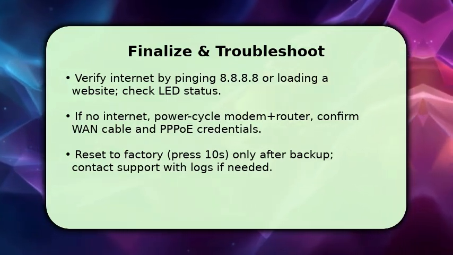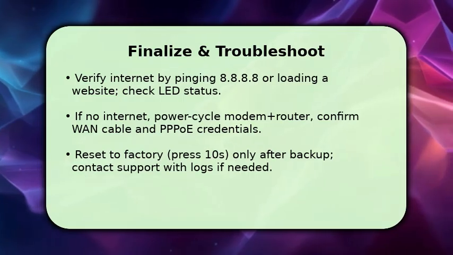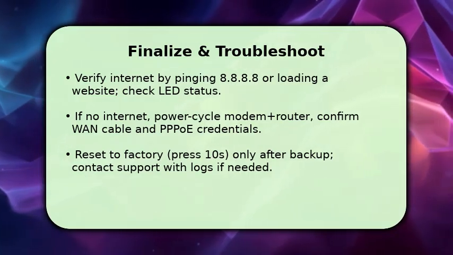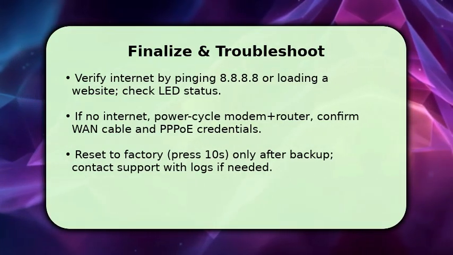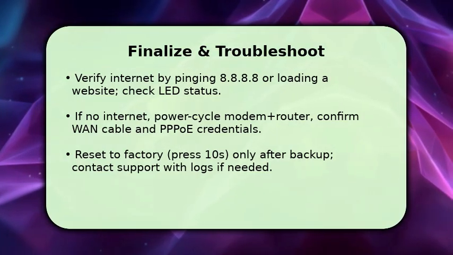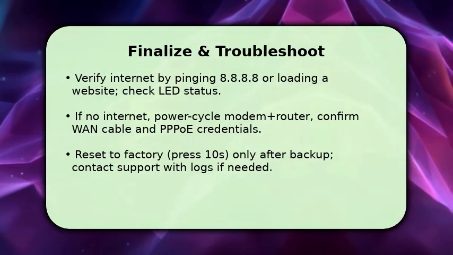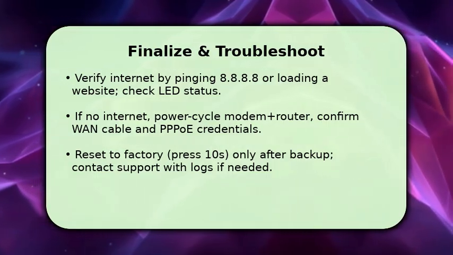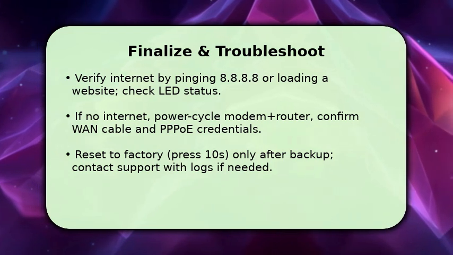If you lose internet, power cycle the modem, then the Eagle Pro AI, check the WAN cable seating, and re-enter ISP credentials. As a last resort, perform a factory reset and reconfigure from your saved settings. If persistent issues remain, collect system logs and contact support for help.